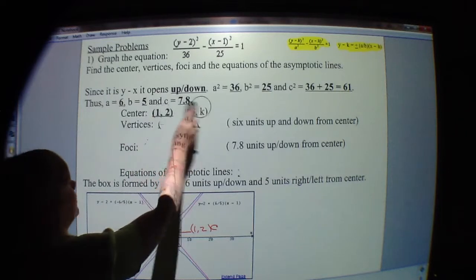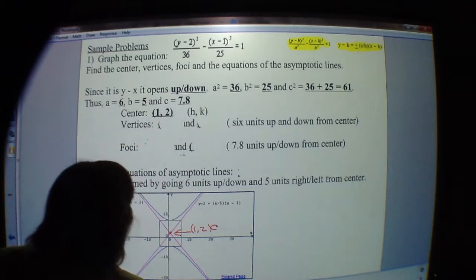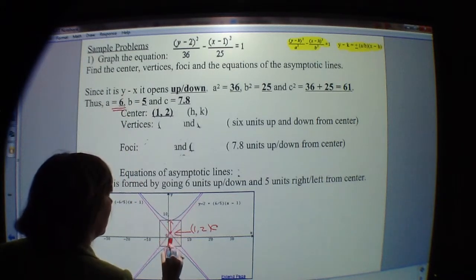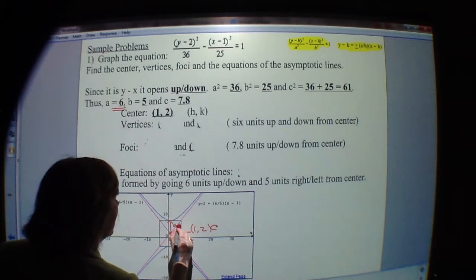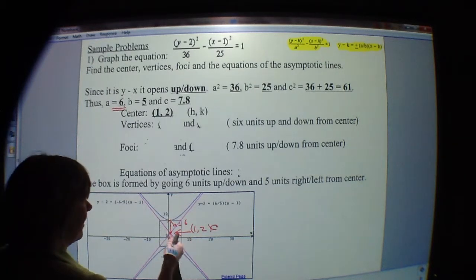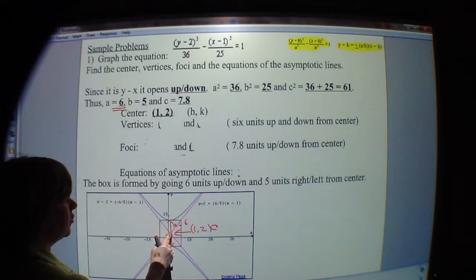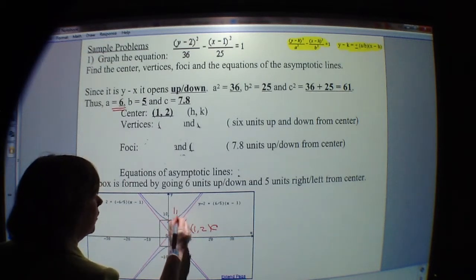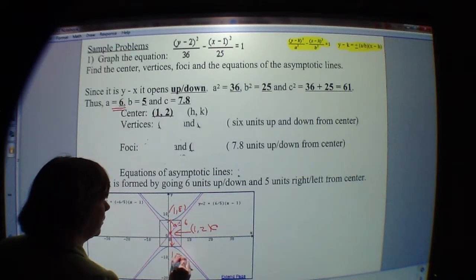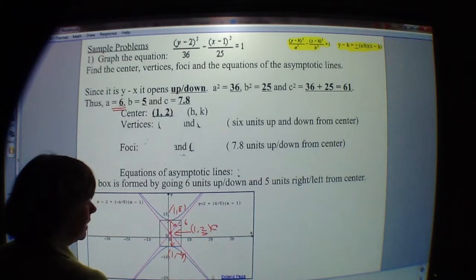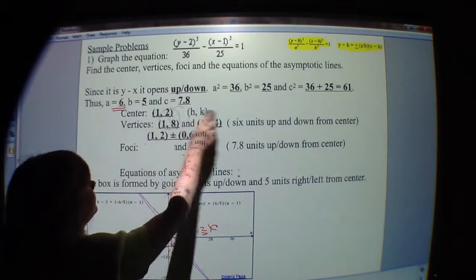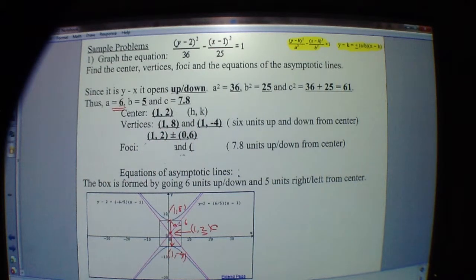The center is (1, 2), and I know it opens up and down. So if I go a units up or a units down, 6, I will be at my vertices. If I'm at the point (1, 2) and I go 6 units up, I'm at (1, 8). If I go 6 units down, I'm at (1, -4). I'm taking my y and adding or subtracting 6 units from it.